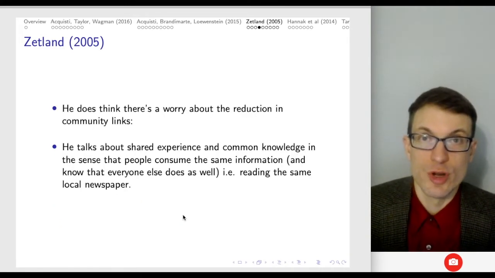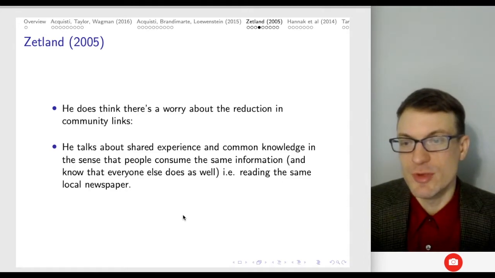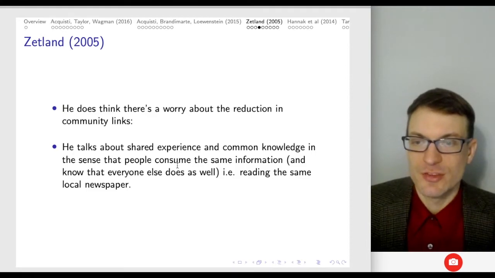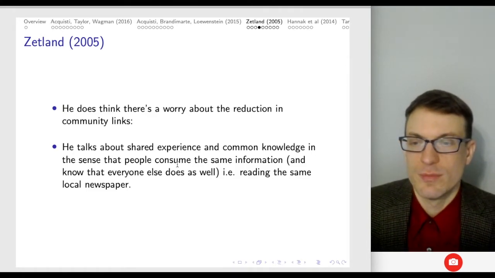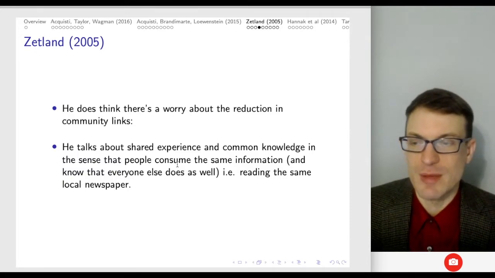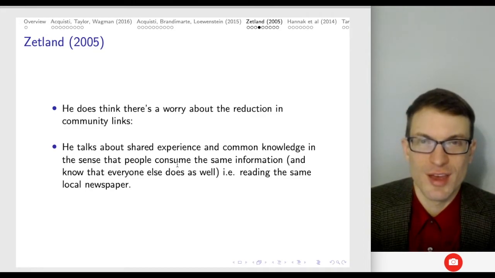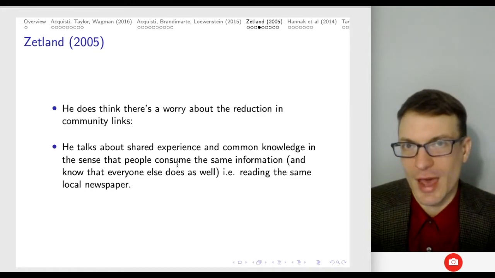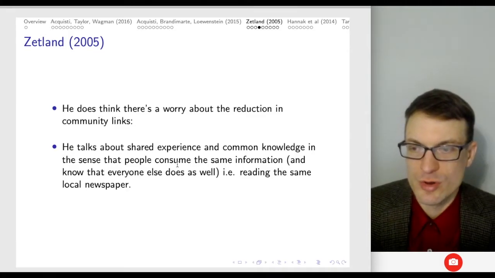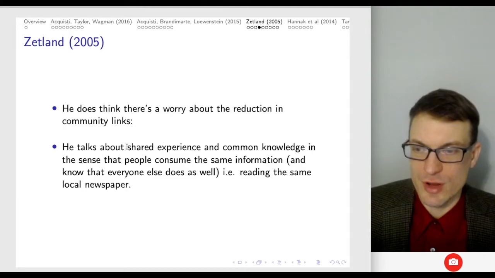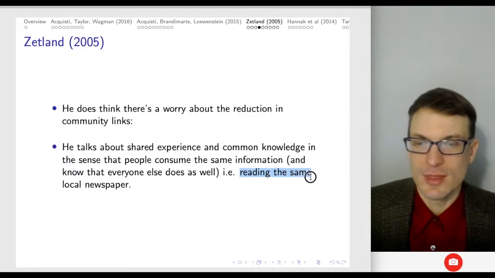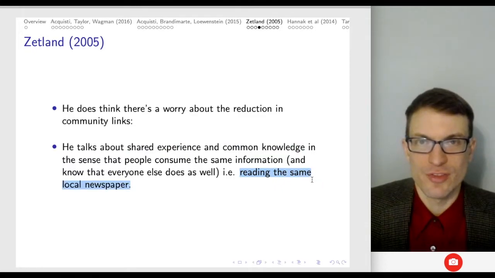Zetlin does think there's a worry about the reduction in links to community, and talks about the lack of a shared experience and common knowledge, in the sense that if people are no longer consuming the same information, such as the same local newspaper. Although obviously the sense of community is going to have to be really broadened, because you're thinking of this larger social media community, where the people who have shared experience and common knowledge with you and are reading the same thing might not be you and all your neighbors reading the same local newspaper anymore.